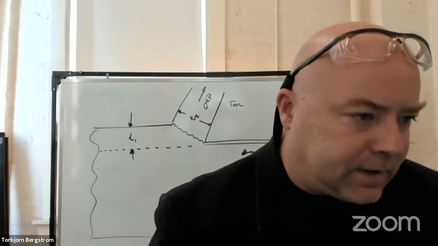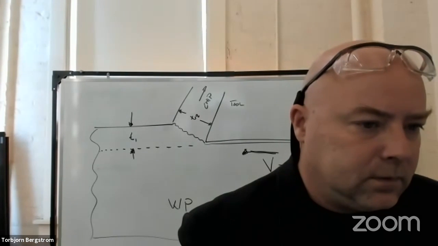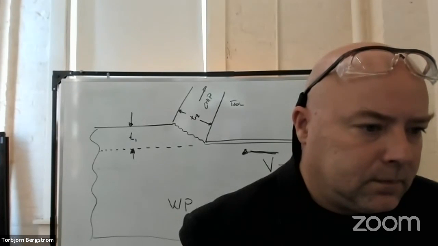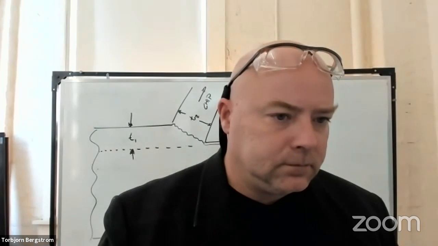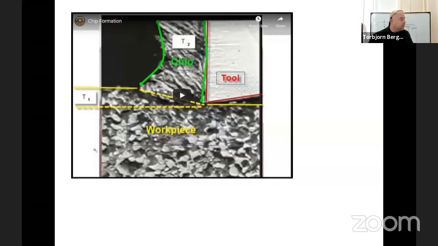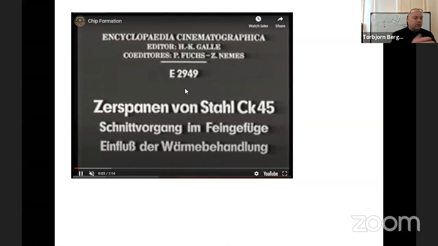What else is interesting about the diagram, the way we've drawn it? What else could you possibly want to know? Let me go ahead and share the screen here for a second. It's this diagram on the shared screen. It looks like the diagram I drew on the whiteboard, right? We've got a tool, we've got a chip, we've got an uncut chip thickness, we've got a chip thickness. Now, if I play this video and it's queued up correctly, let's watch the tool going through the workpiece material.